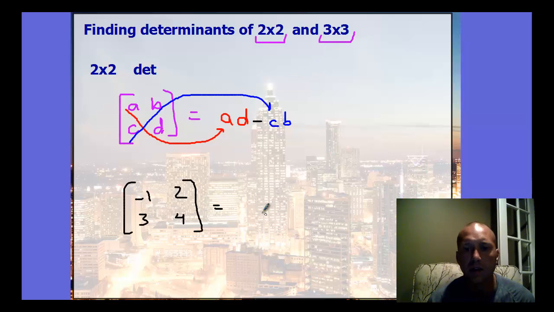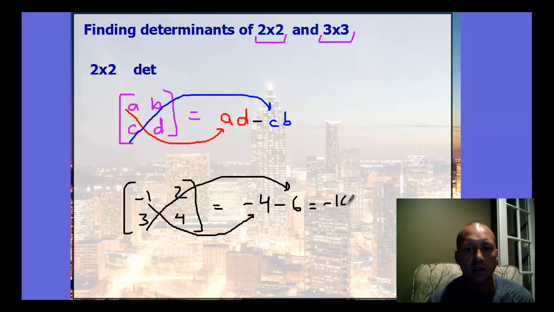So the downward diagonal is -1 times 4, which is -4. Minus the upward diagonal, 3 times 2 is 6. So our determinant here is -10.